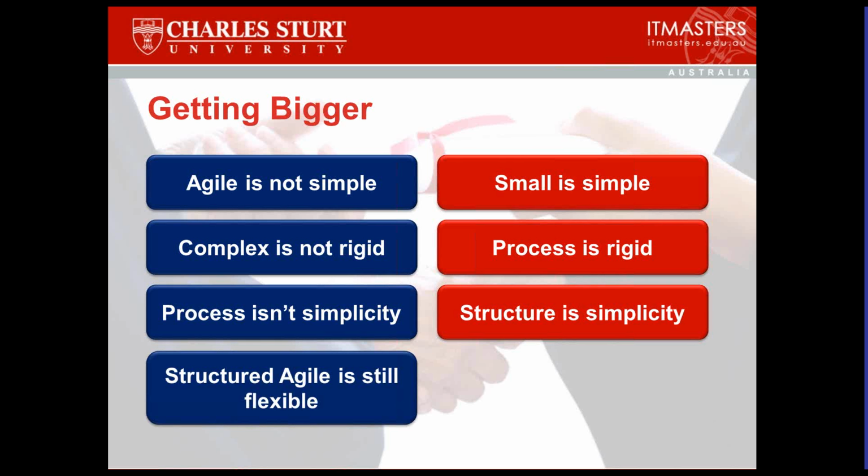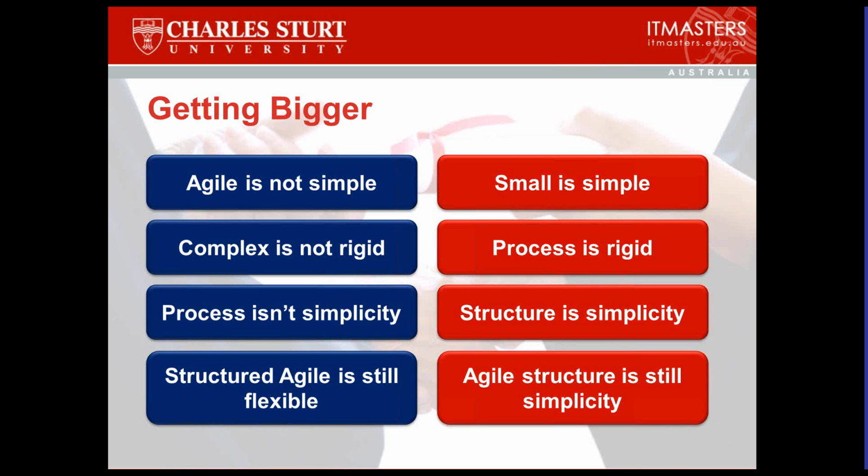So we say structured agile can still be flexible. We can put structure, large-scale structure, into agile methodology and still be flexible, because the structure is there to control the points of interconnection. But an agile structure can still improve simplicity. We can still keep things simple by having a structure that makes sure that things are not too interconnected, that the points of interconnection are appropriate and are leveraged and are effective, and not there for the sake of it.